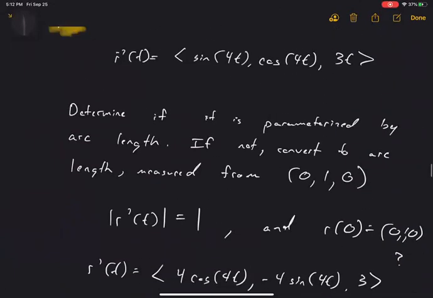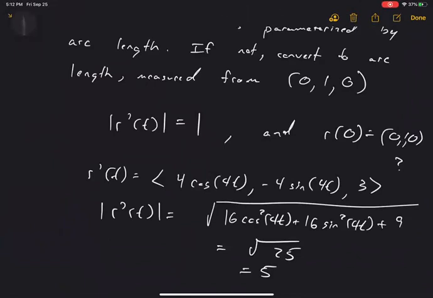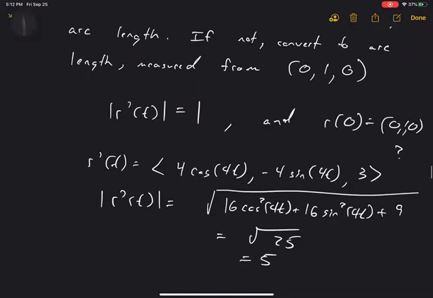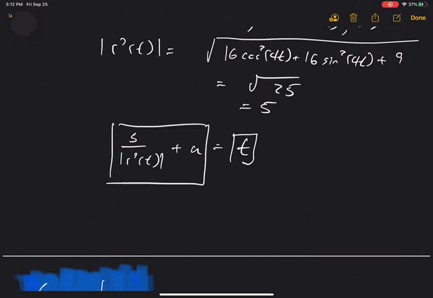Next step is we want to convert to arc length measured from this point 0, 1, 1. So I'm just going to use the formula that I've given you. I know s over the magnitude of r prime of t, plus a, is going to be equal to t. That's my conversion. I want to replace t with this. So I know my magnitude of r prime of t. The only thing I'm missing is a. What's my a going to be?